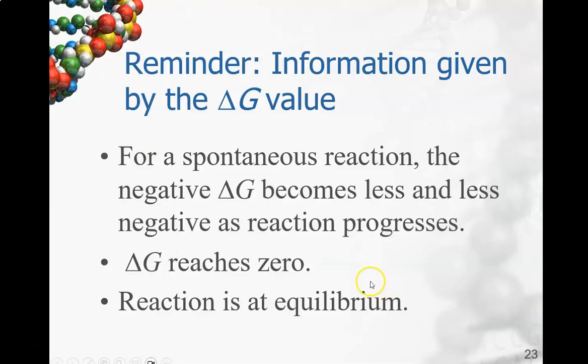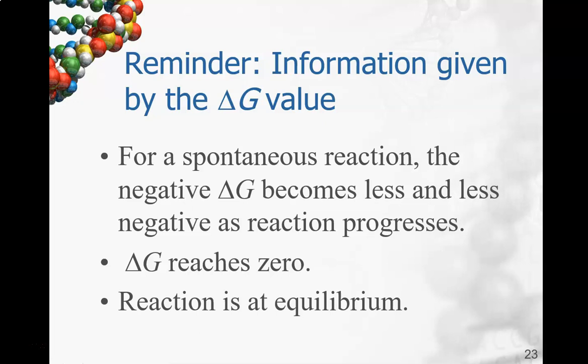So from the delta G, remember I said delta G changes. The delta G value tells us if there's free energy available to accomplish the reaction, and that occurs when delta G is negative at the beginning of the reaction. As the reaction progresses, and it's spontaneous because the delta G is negative, the delta G becomes less and less negative as the reaction progresses until it gets to be 0. And when delta G is 0, the reaction stops.